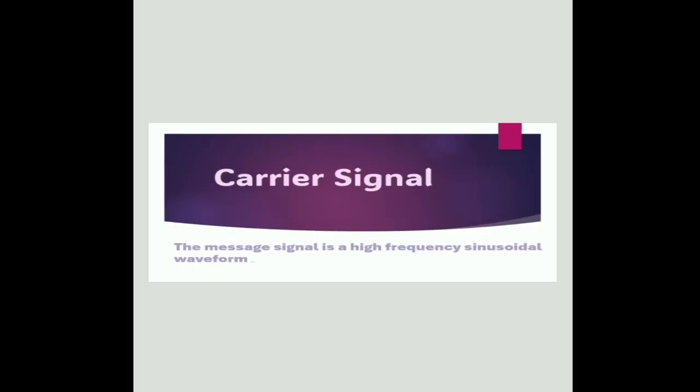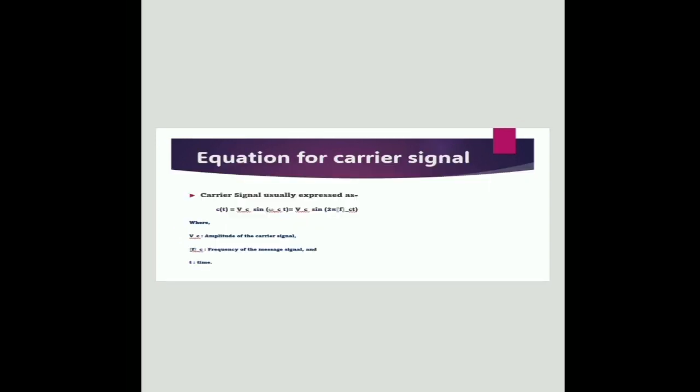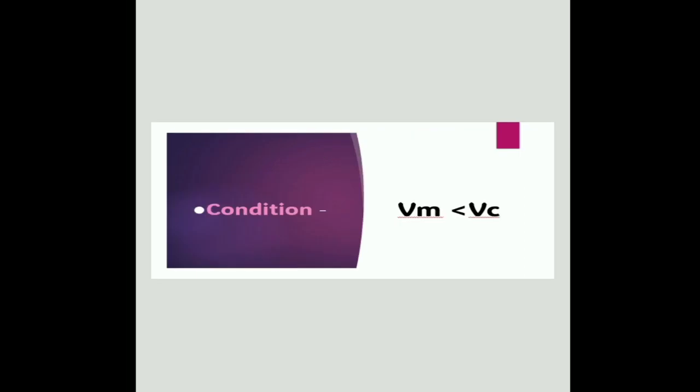Now the carrier signal. The carrier signal is a high frequency sinusoidal waveform. Equation of carrier signal: the carrier signal is usually expressed as c(t) = Vc sin ωct = Vc sin 2πfct, where Vc is the amplitude of the carrier signal, fc is the frequency of the carrier signal, and t is time. Condition: in general, the amplitude of the modulating signal should be less than the amplitude of the carrier.